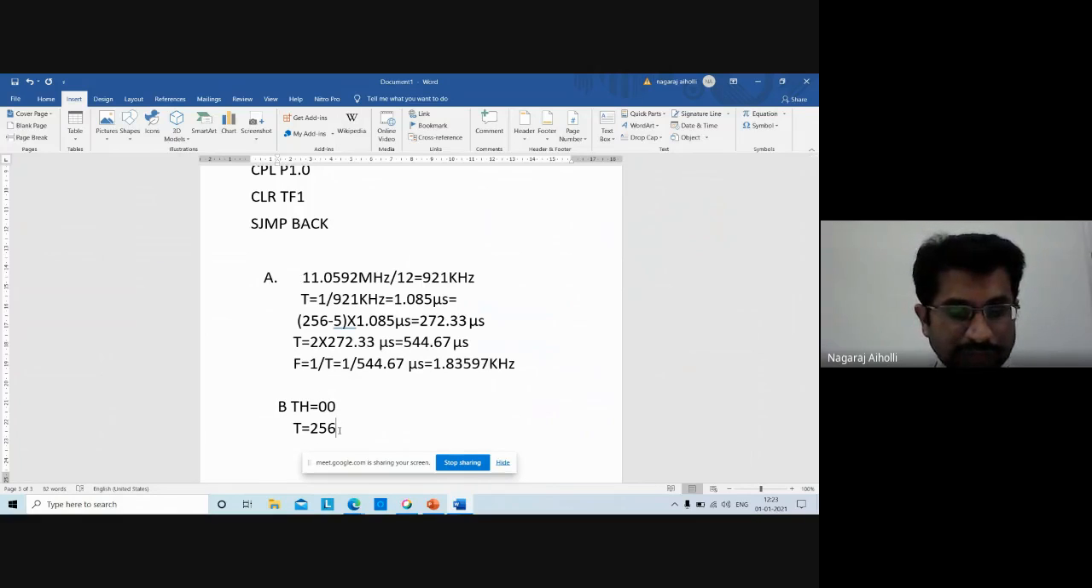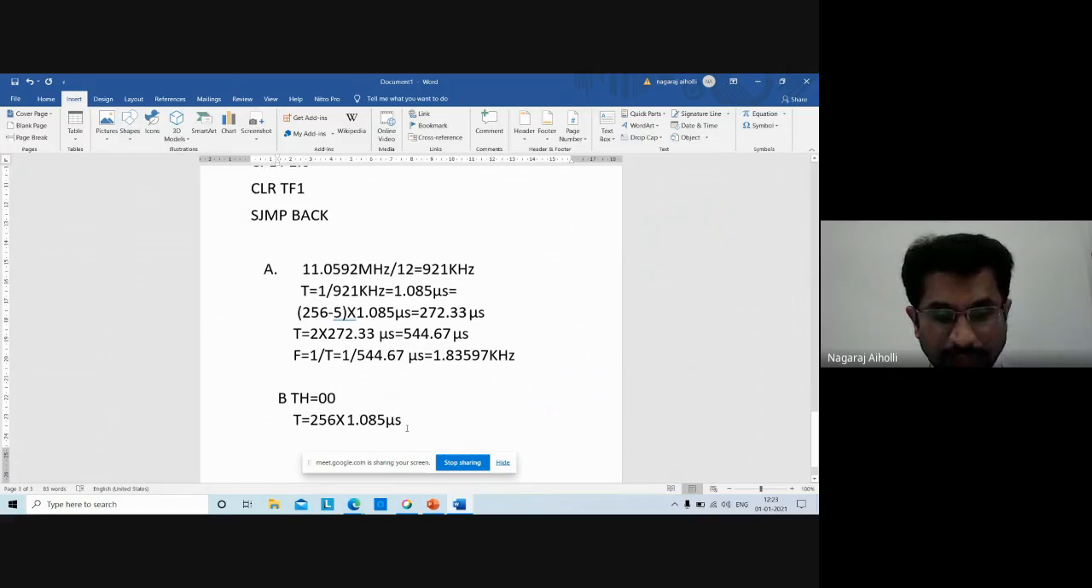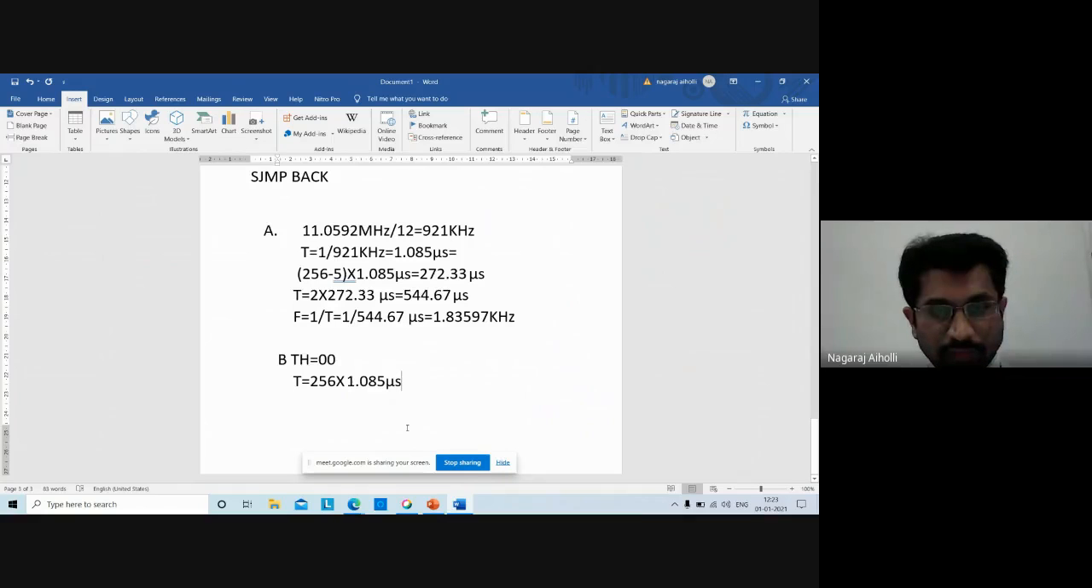That gives 256 into 1.085 microseconds, which is the total delay, but only for half the time period. On period or off period will be only this much. If you want the total period, we have to multiply this by 2. So this comes out to 555.52 microseconds.